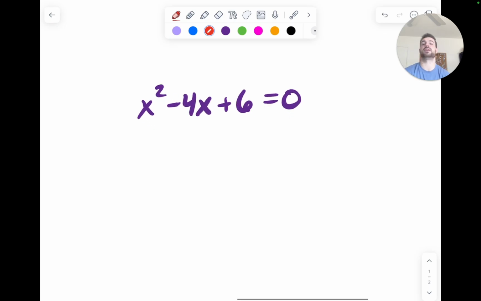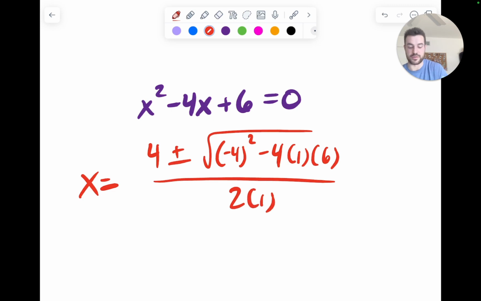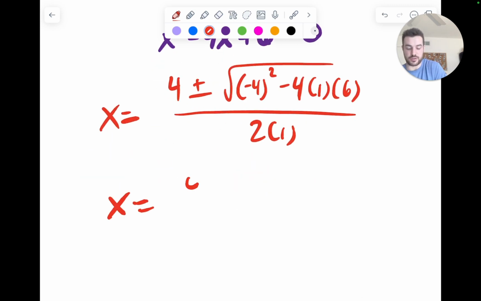Again, we have x squared minus 4x plus 6 is equal to 0. Again, we could try to factor this, but there are no two numbers that multiply to 6 and add to negative 4. So I'm going to use my quadratic formula. We have the opposite of b plus or minus the square root of b squared minus 4 times a times c, all over 2 times a. Now I simplify, and my discriminant once again is going to be a negative number. We have 16 minus 24, which is negative 8.